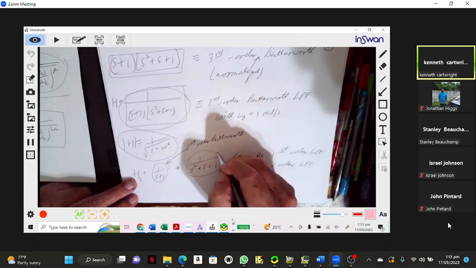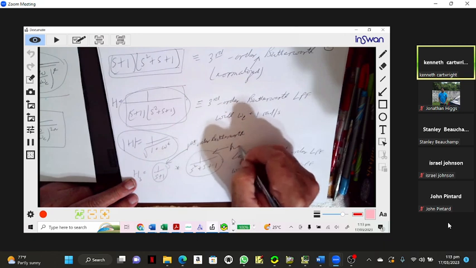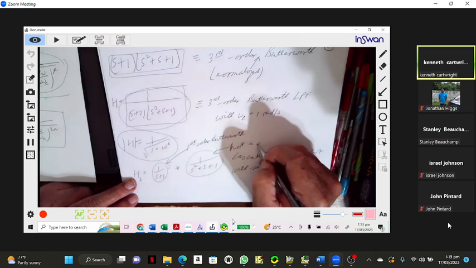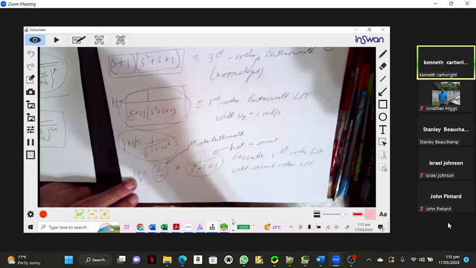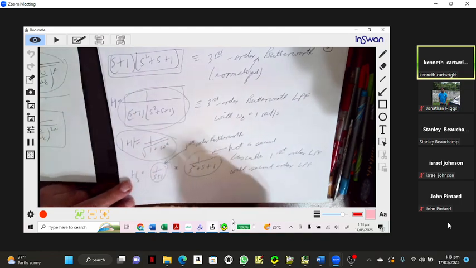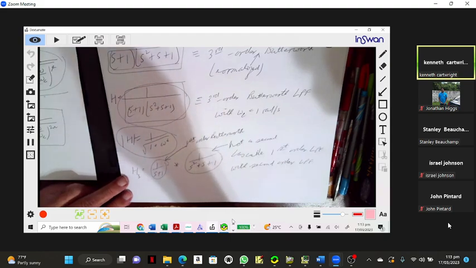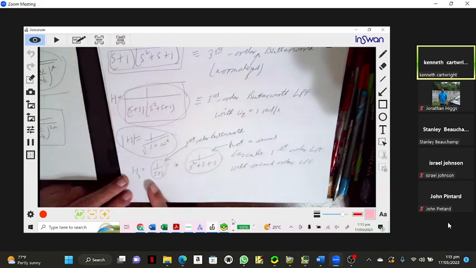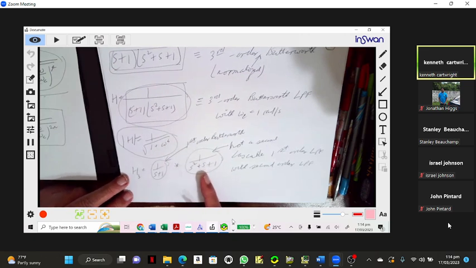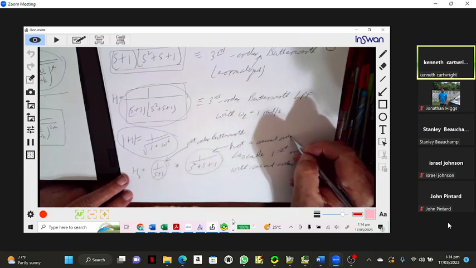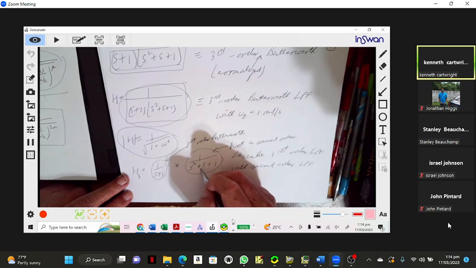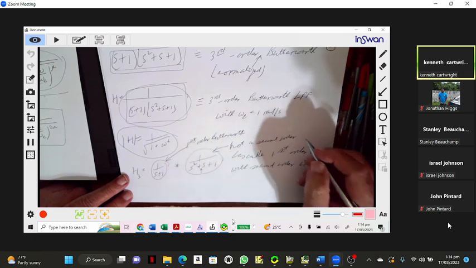But this is not a second order Butterworth. It's a second order, but it ain't Butterworth. So a third order Butterworth low pass filter is a first order Butterworth cascaded with a non-Butterworth second order. Why? Because it doesn't have root 2 here. It's missing root 2.